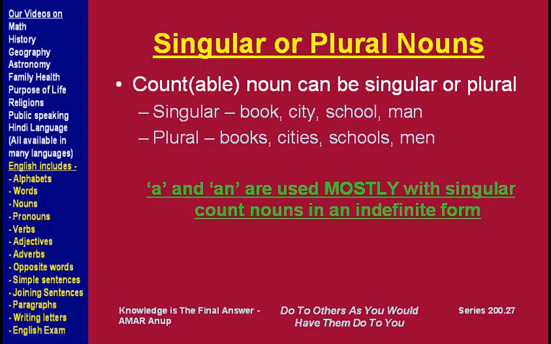And why did we have to learn all this? Because a and an are used mostly with singular count nouns in an indefinite form. This is important, so I will repeat it. A and an are used mostly with singular count nouns. We have seen till now what singular count nouns are. And what is an indefinite form? We will discuss that in a few minutes.